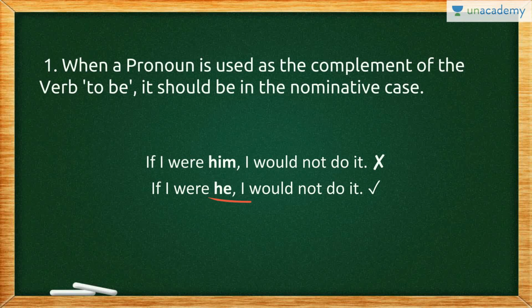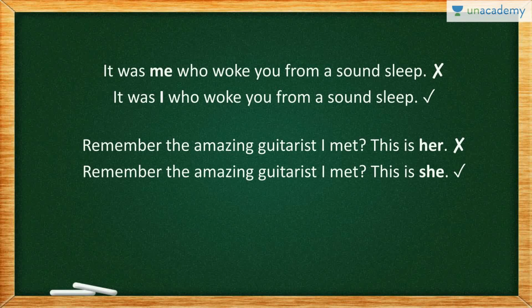Now to be as a verb means the verbs like is, are, was, were. A few more examples for this. It was me who woke you from a sound sleep. Now once again the verb is to be. The correct sentence is it was I who woke you from a sound sleep. I is in subjective case. Me is in objective case. Remember the amazing guitarist I met? This is her. Once again, her would not be used. This is she.